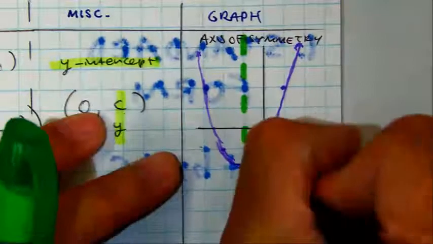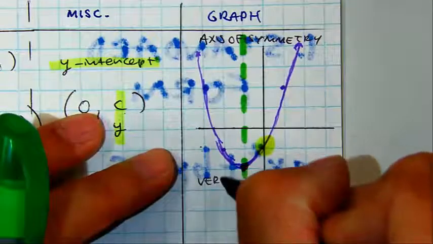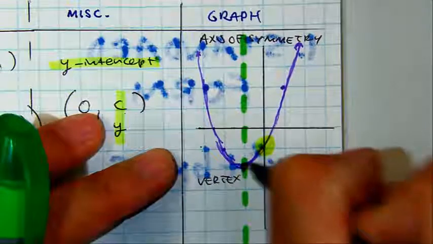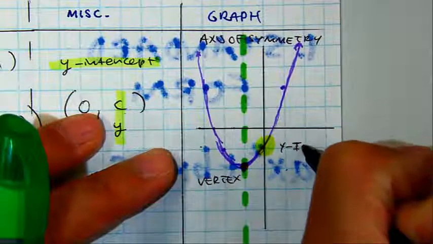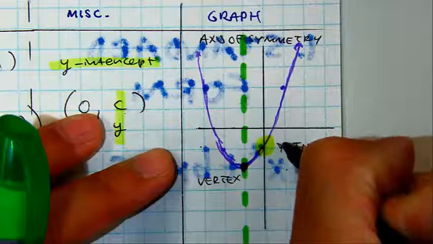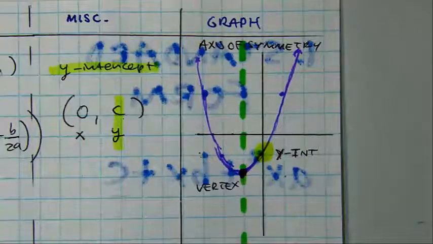This is my vertex. And the yellow one there is the y-intercept. Y-intercept. It's where it crosses the y-axis. So that is the standard form.